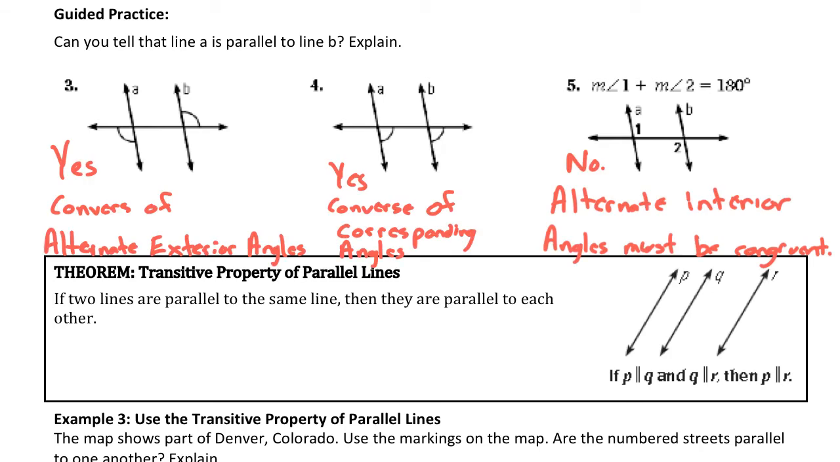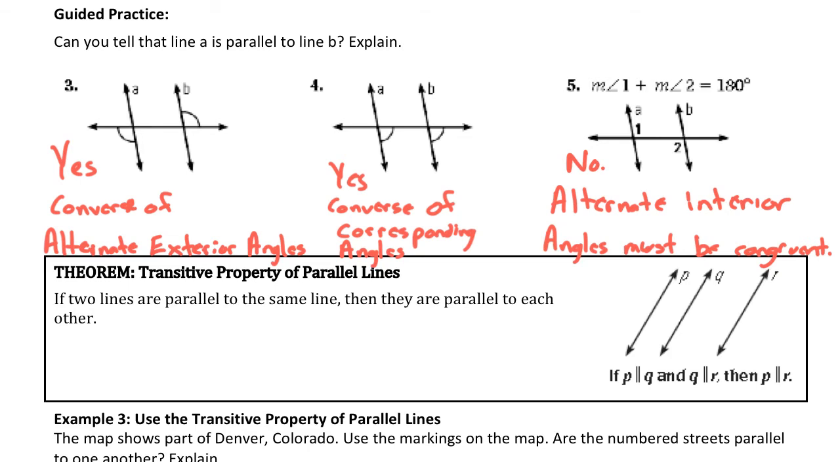Okay, so to explain the guided practice, in number 3, yes, we can say the lines are parallel because the alternate exterior angles are congruent. So they are parallel by the converse. Drop the E off of there. The converse of alternate exterior angles. So yes, those are parallel. Number 4, yes, A and B are parallel because that satisfies the converse of the corresponding angles theorem. The corresponding angles are congruent, so those are parallel.